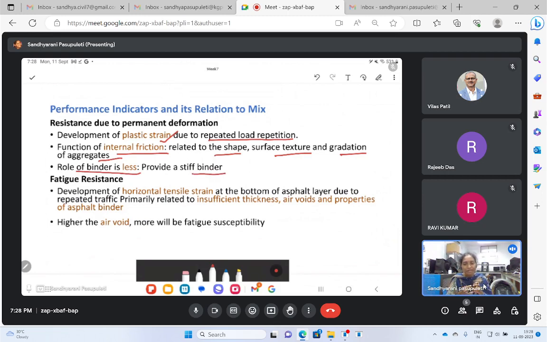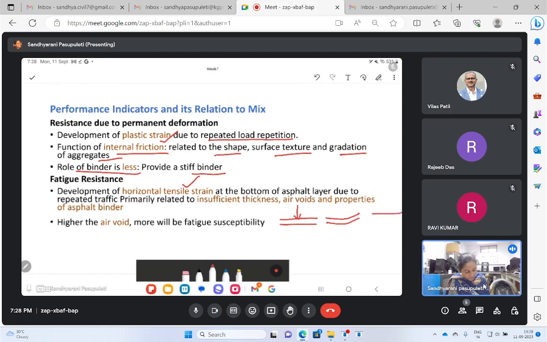Let us say when it is providing the bindingness between the aggregates, if the binder is very soft, what happens? It will flow. So it should be viscous enough to hold the aggregates, so that when the load is applied it will not undergo any permanent deformation. If we consider the fatigue resistance, the horizontal tensile strains at the bottom, as we have already discussed, and due to the repeated load applications, this fatigue failure will happen.